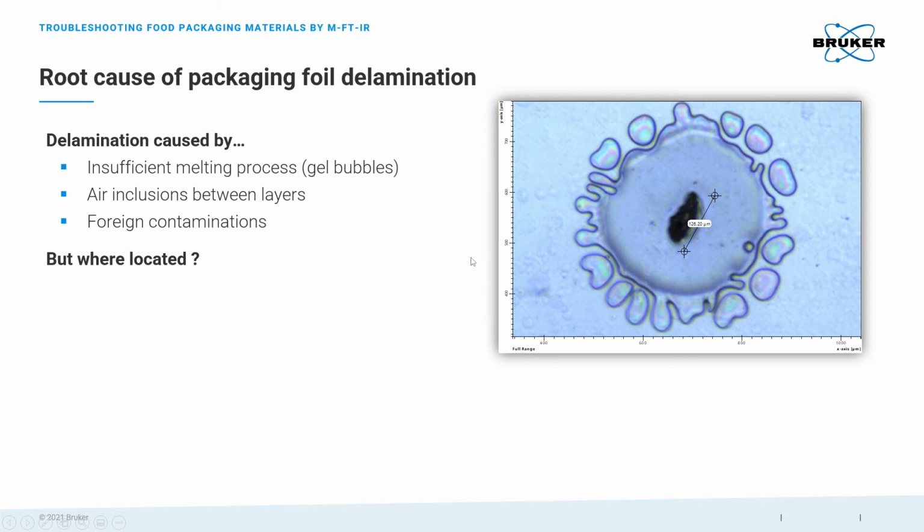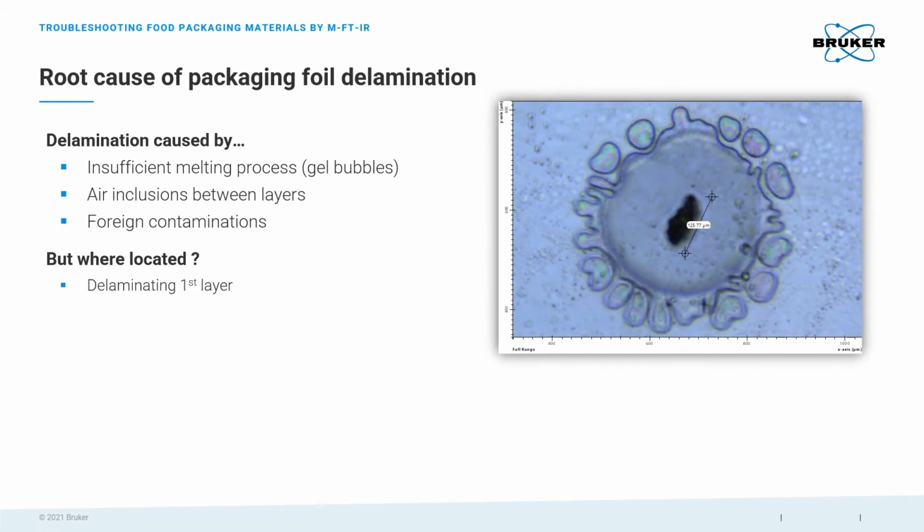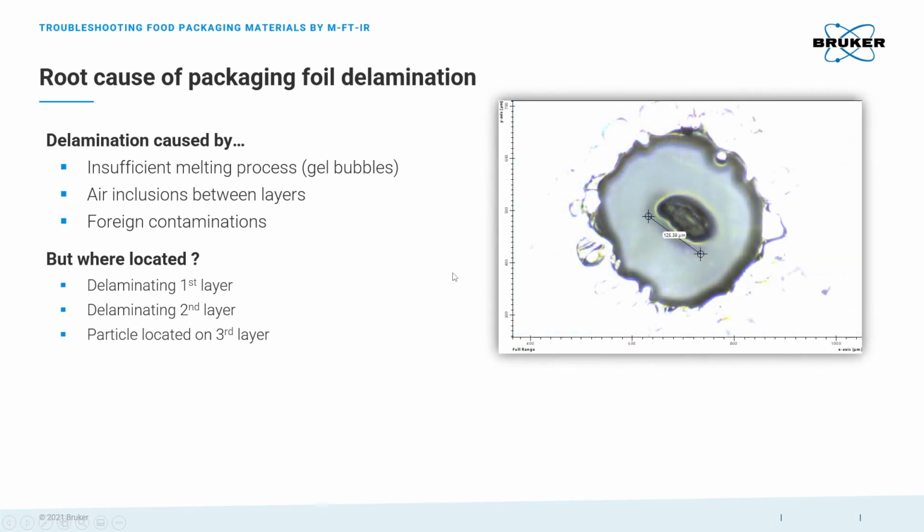So what we did is we delaminated layer by layer in order to get access to this particle and analyze it with ATR. So we first delaminated layer 1. We still see this bubble structure, so it's still hidden. Then we delaminated layer 2, and then we do not see this bubble structure anymore. And now we see that we have clear access to the particle, which is here in the center.